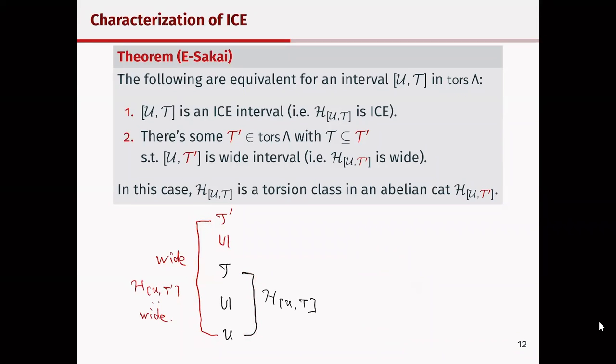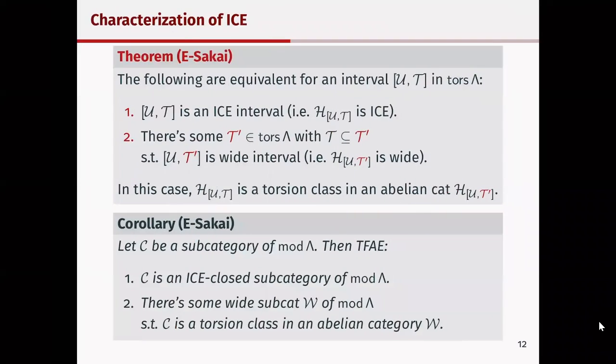And by using this characterization and the fact that every ICE closed subcategory is a heart of some interval, we obtain the following corollary. Let C be a subcategory of mod lambda. Then the following are equivalent. The first condition is that C is an ICE closed subcategory of mod lambda. The second condition is that there exists some wide subcategory W of mod lambda such that C is a torsion class in this wide subcategory, or abelian category, W.